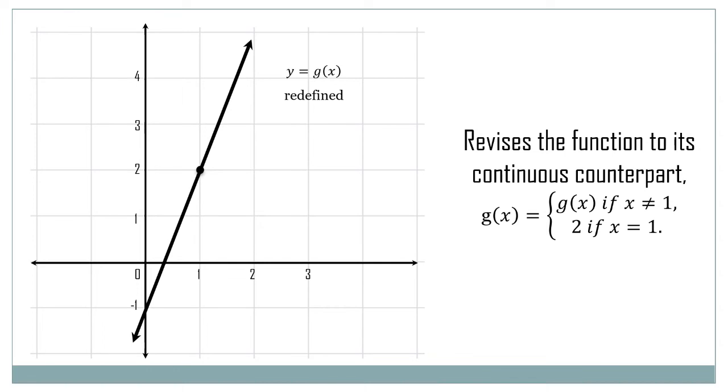Let's go back to the graph of g of x and see how redefining g of 1 to be 2 removes the discontinuity. It revises the function to its continuous counterpart, so it becomes g of x if x is not equal to 1, and 2 if x is equal to 1.